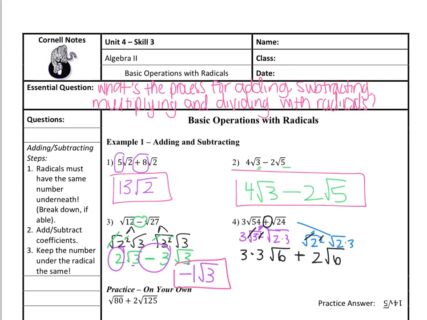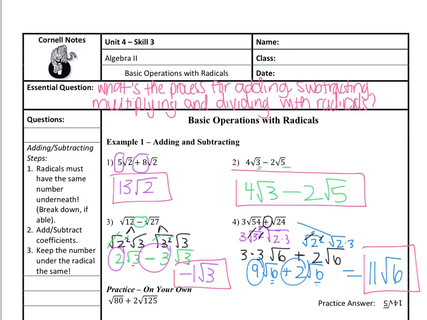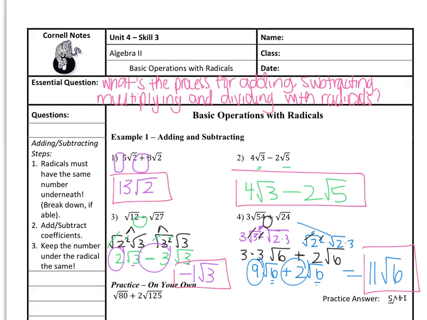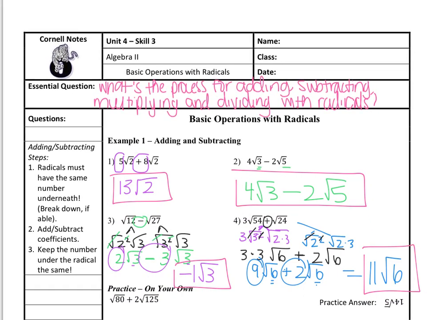So if I condense again, I have 9 square root 6 plus 2 square root 6. These are the same radicals, and therefore my coefficients out in front can be combined to make 11 square root 6. So again, break down first, combine coefficients on the outside second, and then carry down your radical.